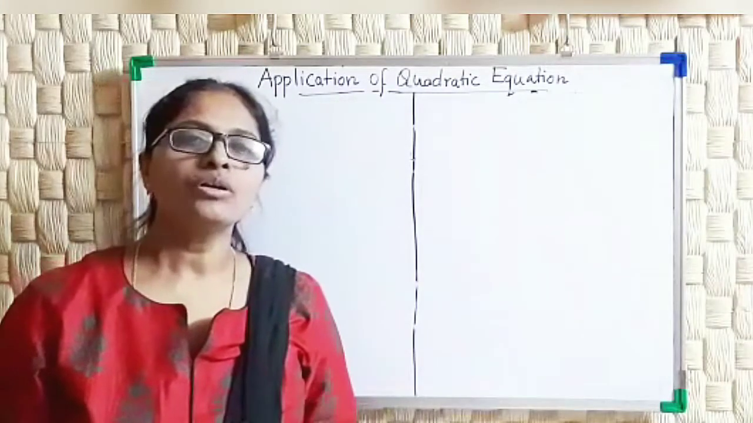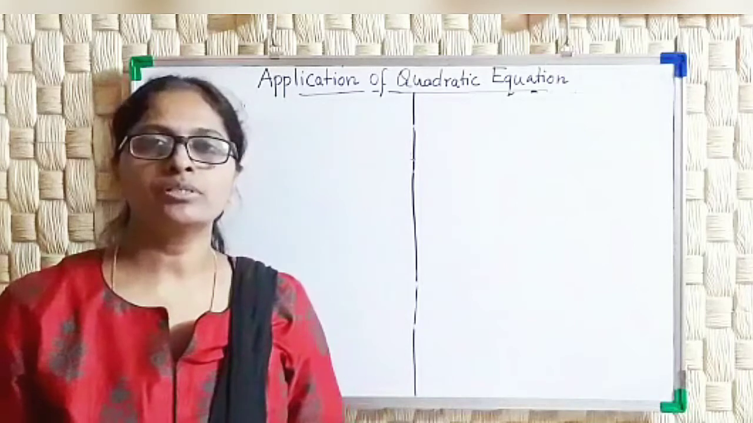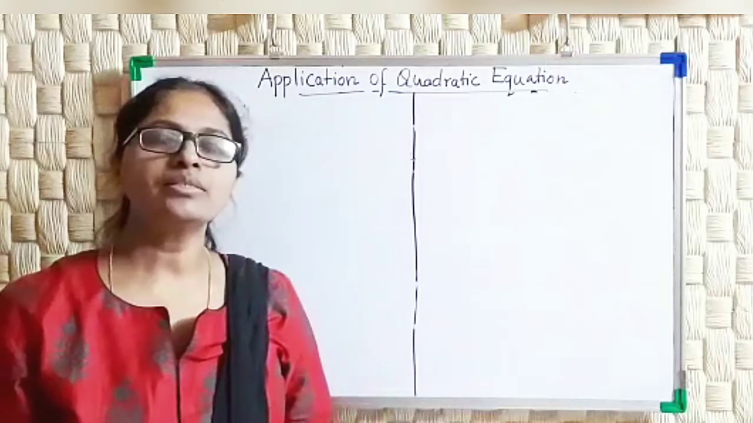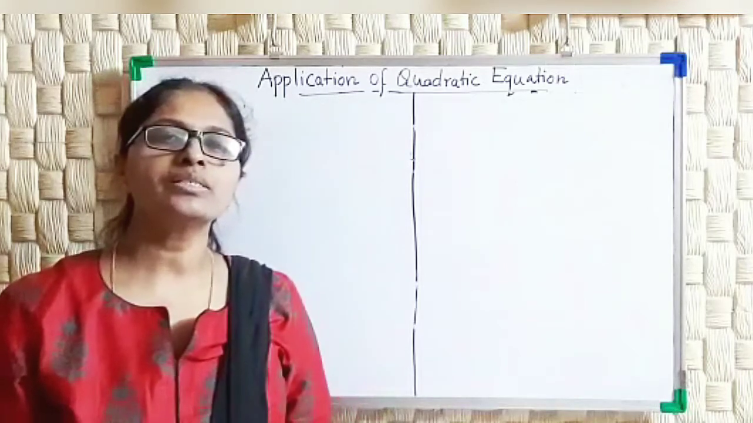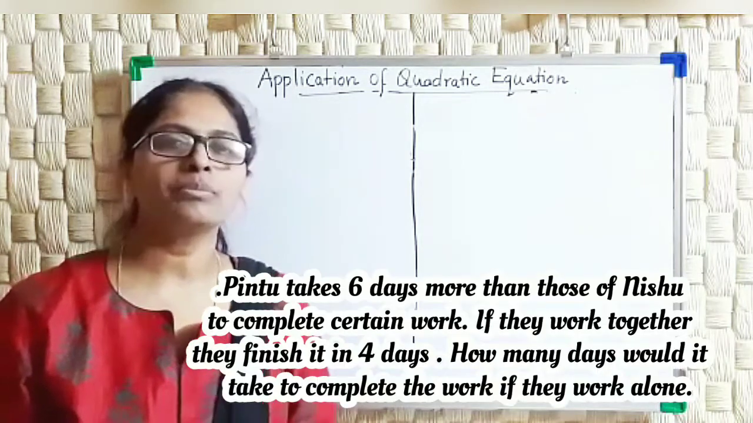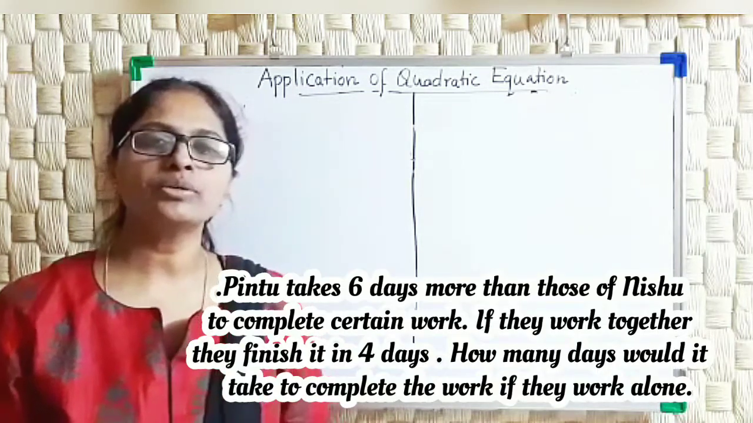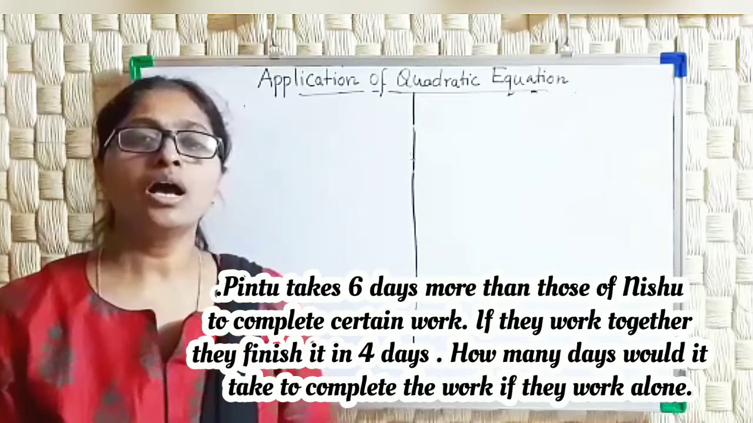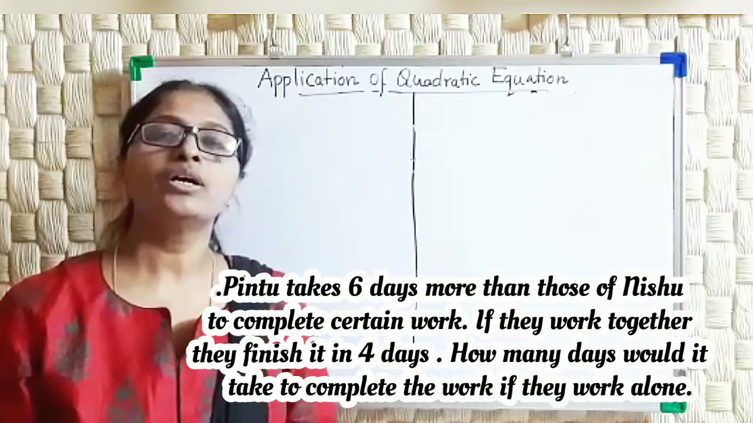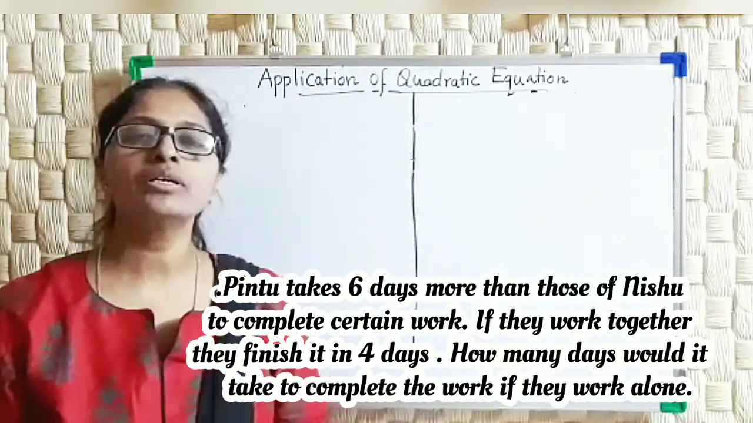Okay, now let's solve one more word problem which is based on quadratic equation. Let's see what is the question here. Pintu takes 6 days more than Nishu to complete certain work. If they work together, they finish the work in 4 days. How many days would it take to complete the work if they work alone?